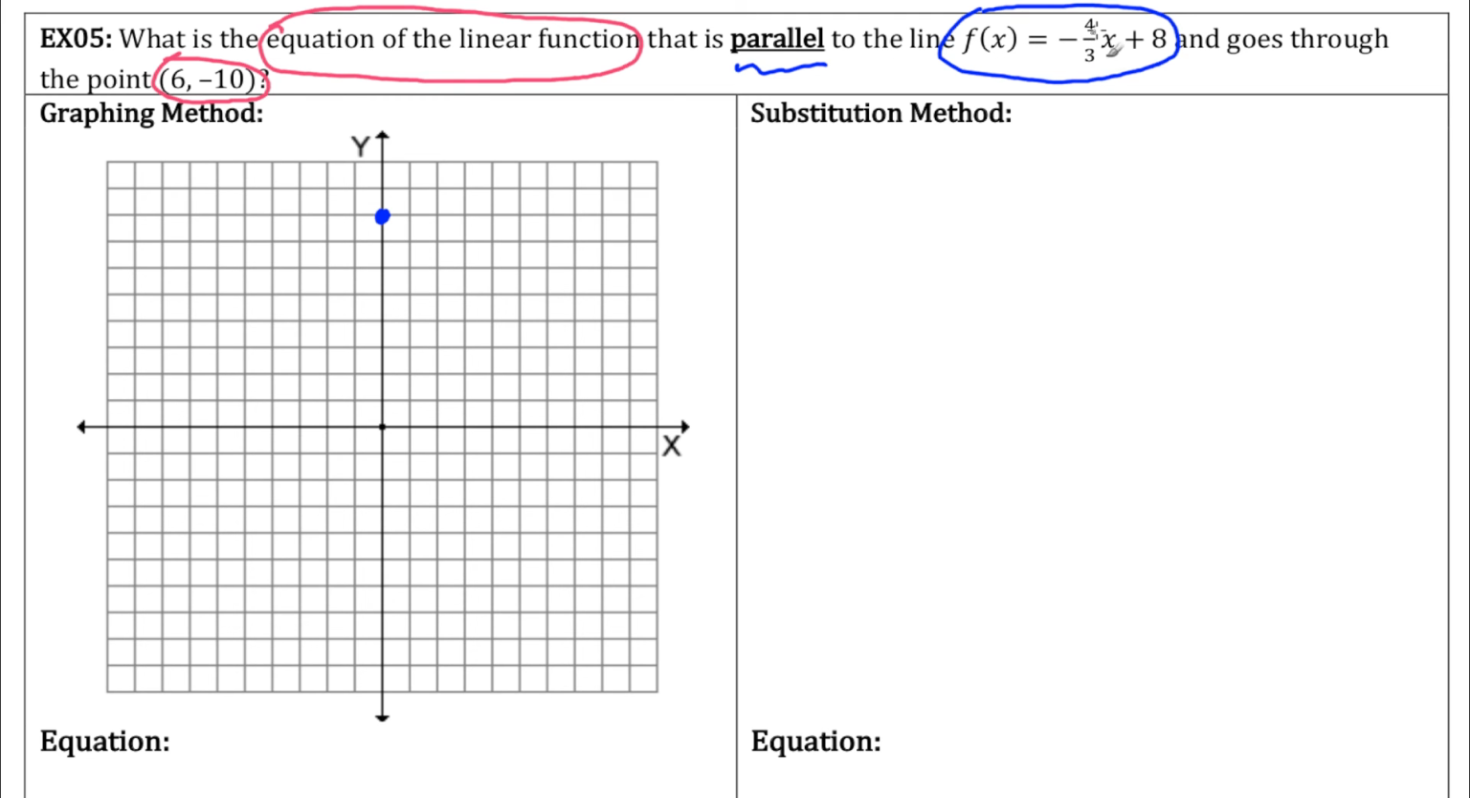And it goes negative 4 over 3, so down 4. 1, 2, 3, 4. 1, 2, 3. Okay.